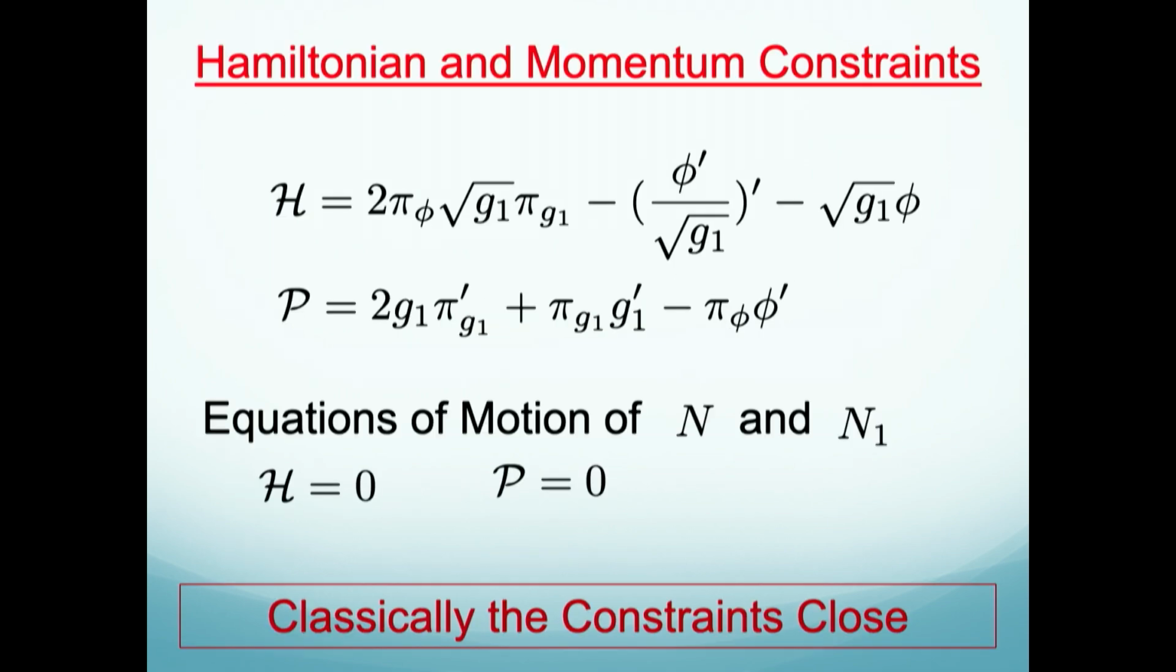And then we have their equations of motion, which are the Hamiltonian and momentum constraints. Their equations of motion have to be set, and we'll set H and P to 0 in the classical theory. It's also easy to check that these constraints close classically. Okay, so that's the classical setup.